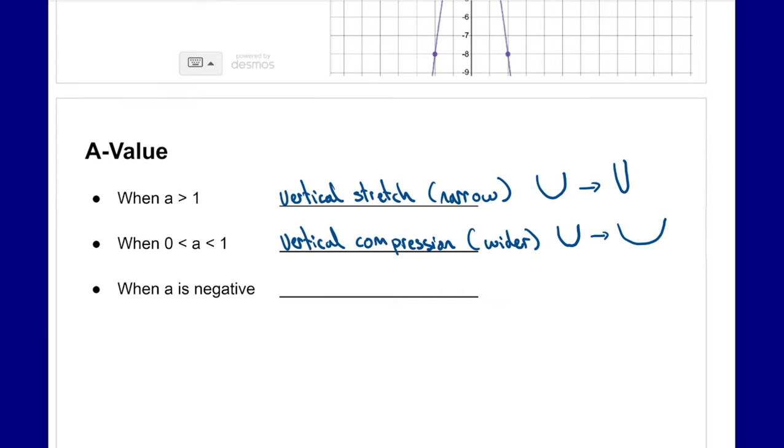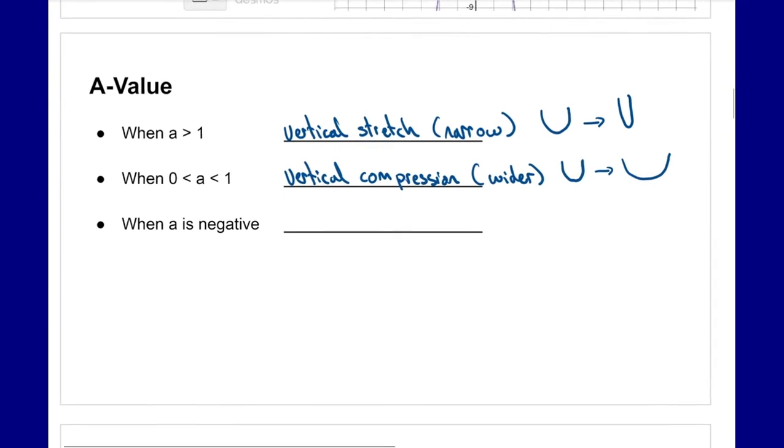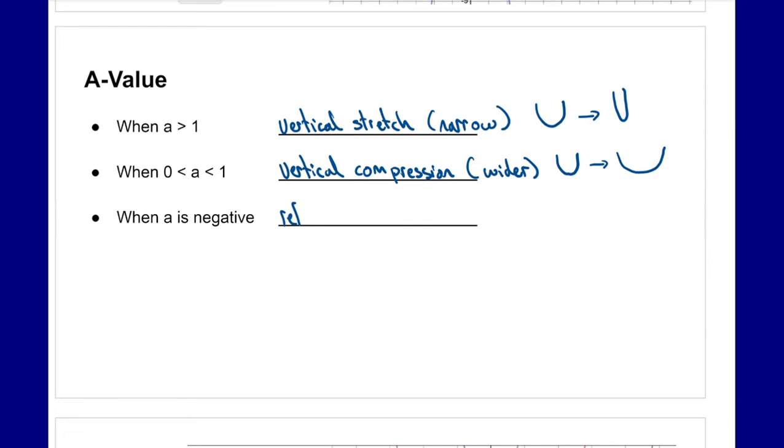When a is negative, we have what is called a reflection in the x-axis. Now, this is the technical term. You can also just say it's flipped. We flipped our graph. So if it was opening up like this originally, then with a negative a value, it opens down or flips down.